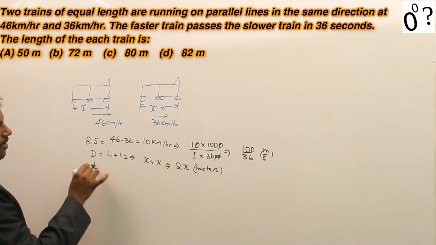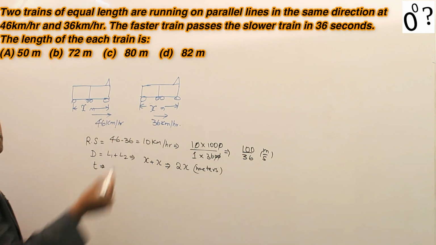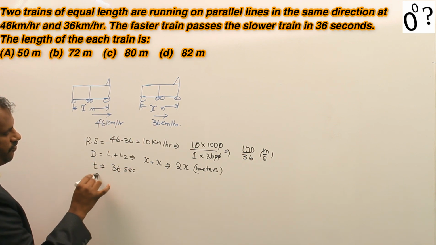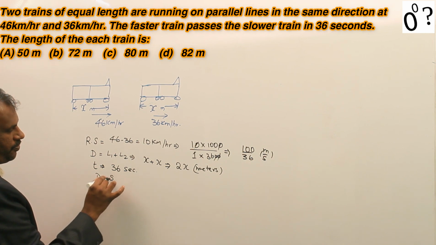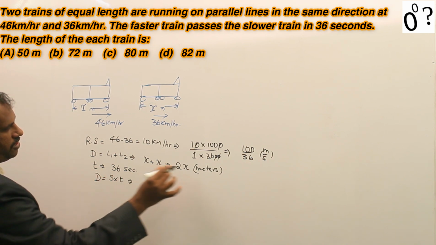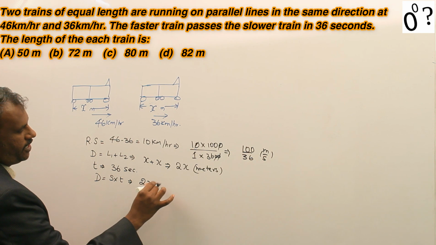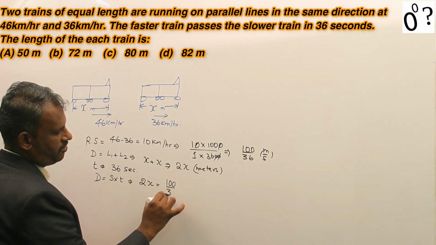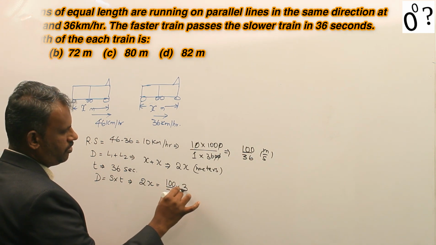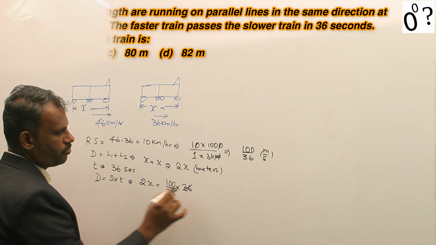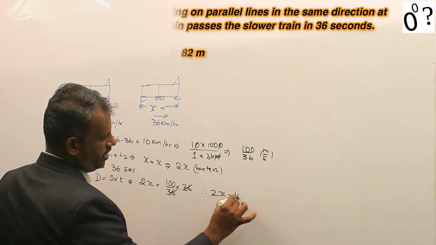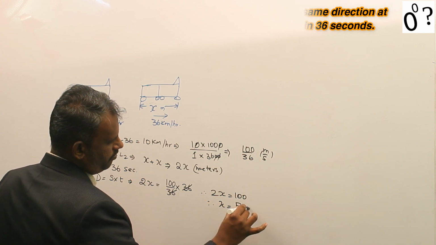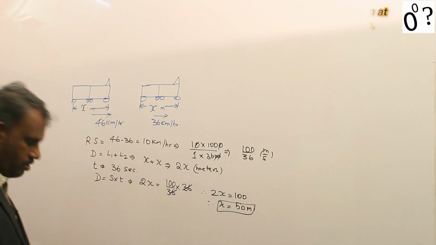And the time taken by the faster train to cross the slower train is equal to 36 seconds. We know the formula: distance equals speed into time. Here the distance equals 2x, the speed equals 100 divided by 36, and the time equals 36. If you cancel this, we get 2x equal to 100 and x equal to 50 meter. This is the answer for this question.